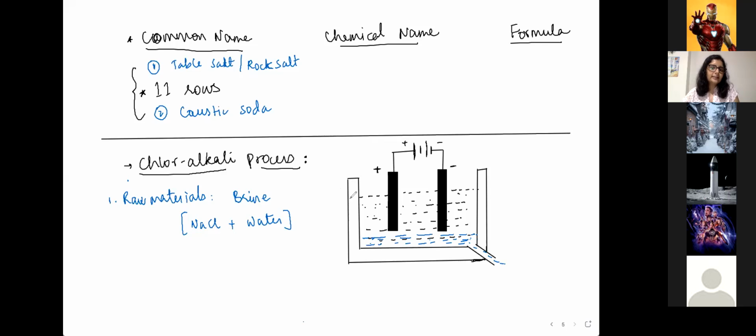If you take NaCl in water, what all ions does the solution contain? Na+, Cl-, H+, and OH-. Very nice. Correct. NaCl is going to dissociate into Na+ and Cl-. From water you're getting H+ and OH-. So all these 4 ions are just swimming around in this liquid. Now we connect the 2 electrodes to a battery. As per the battery, you get a positive electrode and a negative electrode.